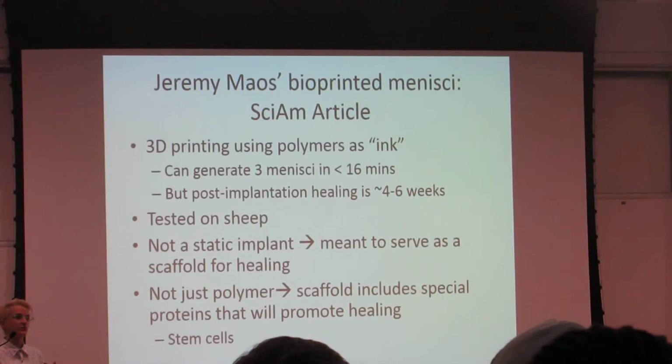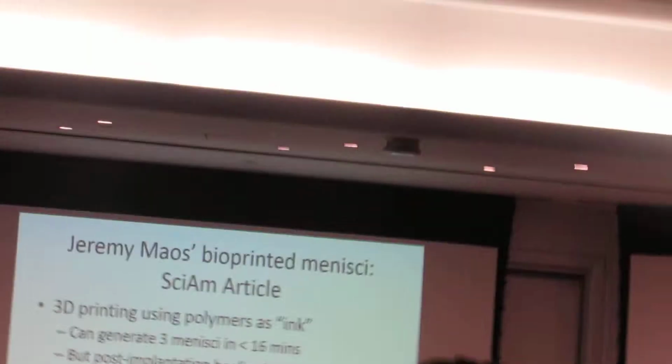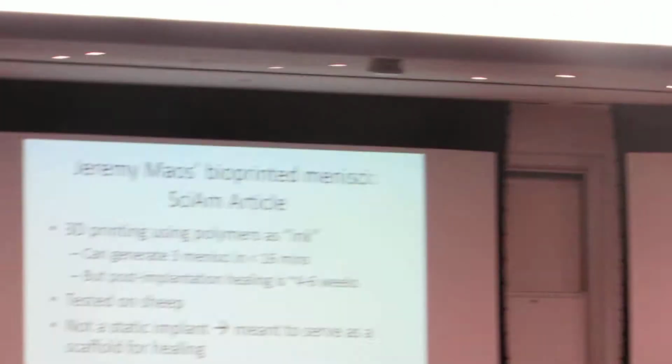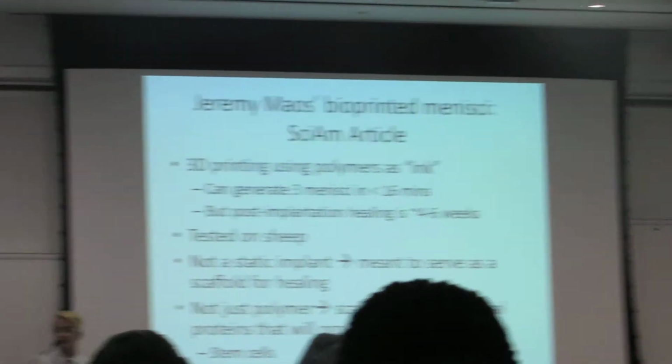Polymers are the ink for menisci, and do you remember what menisci are? Yes, I remember. So this is more remarkable. You can generate 3 menisci in 16 minutes, but the post-implantation healing is 4 to 6. So you can check out really fast, but in order to be fully effective and do exactly what you need to do, it takes about 4 to 6.